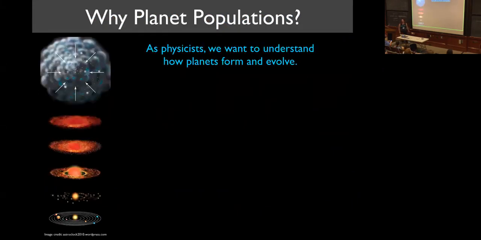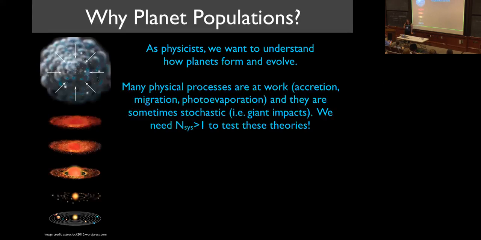Okay, well, first of all, as physicists, we want to understand how planets form and evolve, all right? So this is an enormous industry of people working on this right now. Part of the complexity of this is that many physical processes are at work at the same time. So accretion onto the star while also accretion onto the planets. There's migration of both the planets almost fully formed within the disk, but also material that will eventually become planets in the disk. There's photoevaporation after the planets have been formed. And some of these processes are actually stochastic. So if you input one set of parameters, you will get a distribution of outcomes, okay?